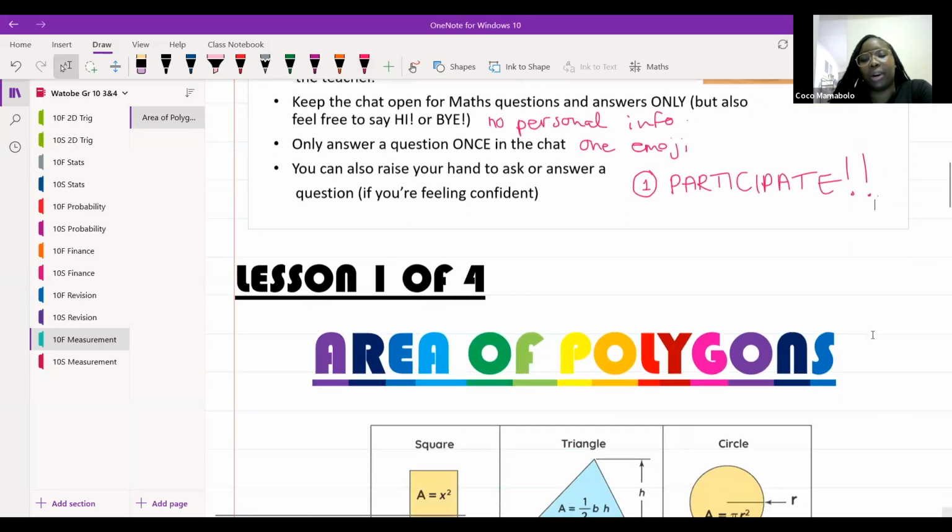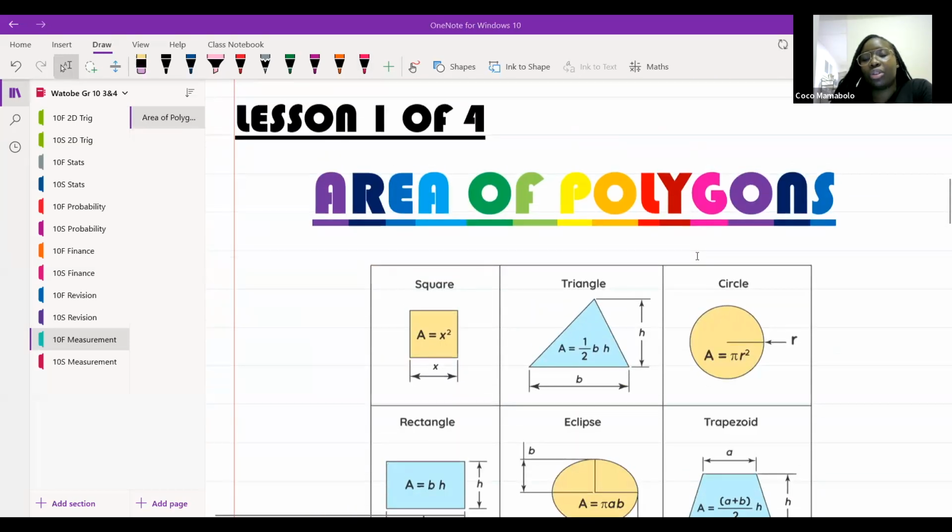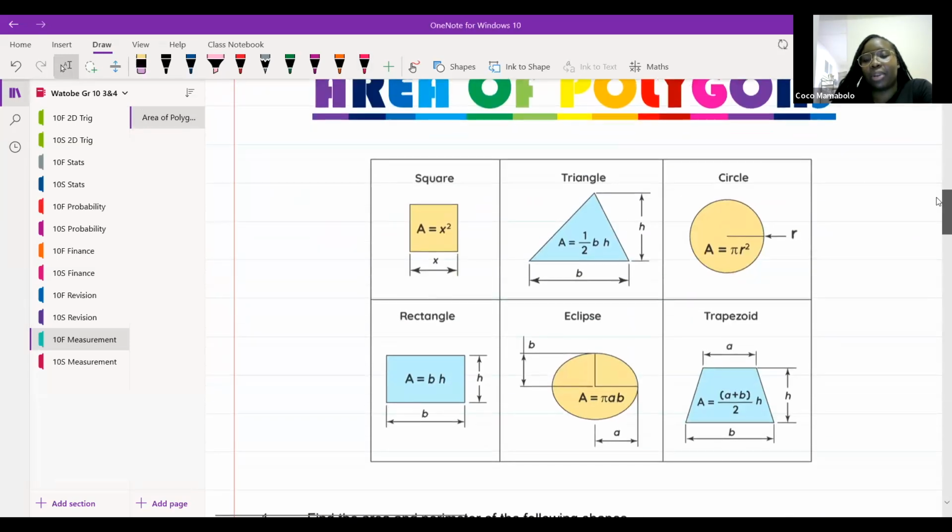We're going to be talking about the area of polygons. These are all things we've seen before, so don't stress too much. I'm going to give everybody a couple of seconds to take a screenshot of all these formulae that we're seeing on the screen at the moment, because we are actually going to be incorporating them into today's lesson.